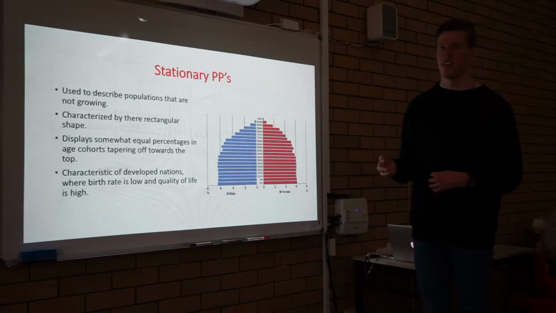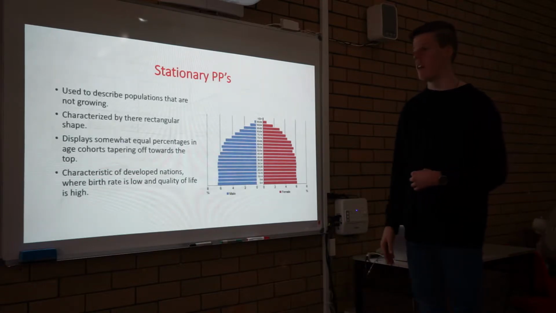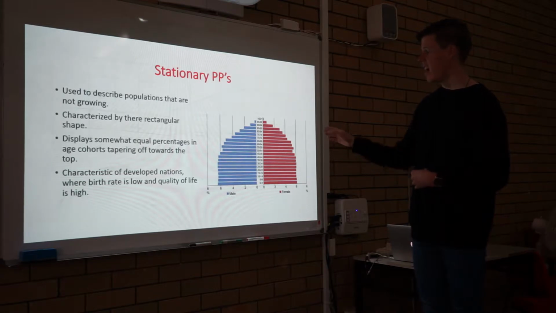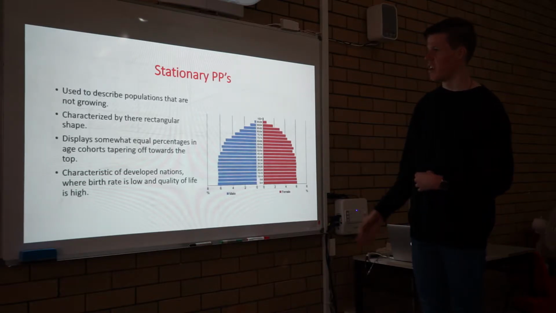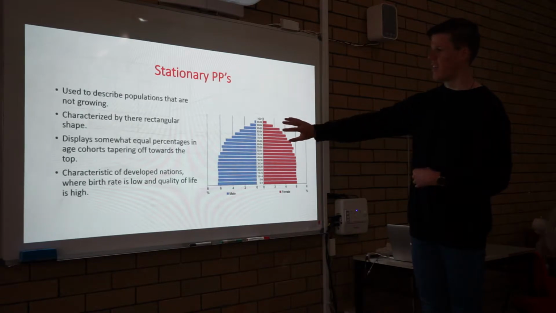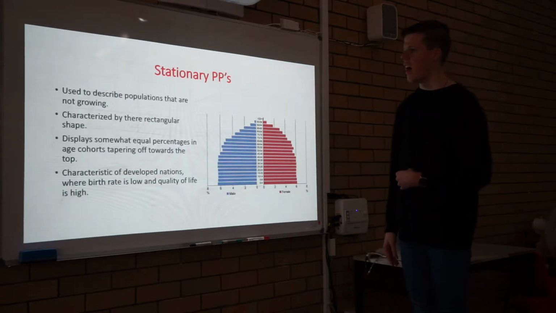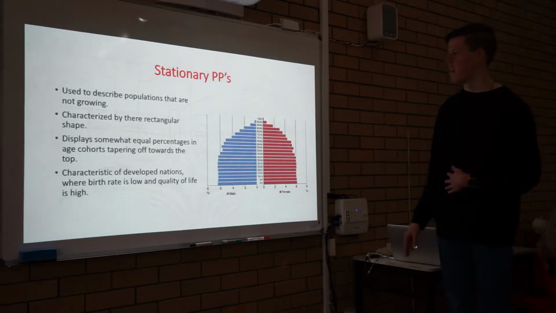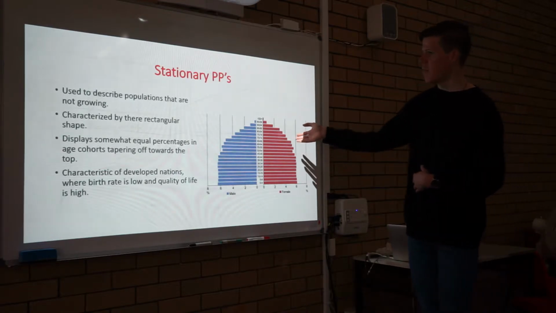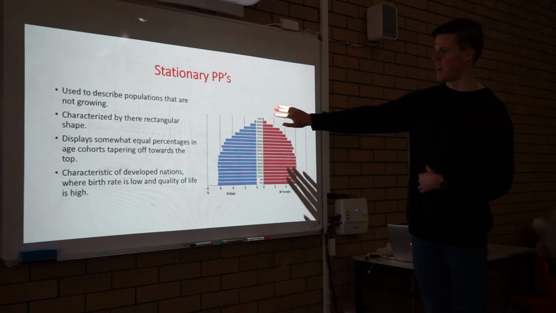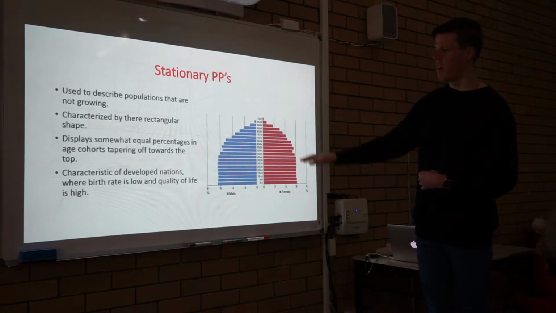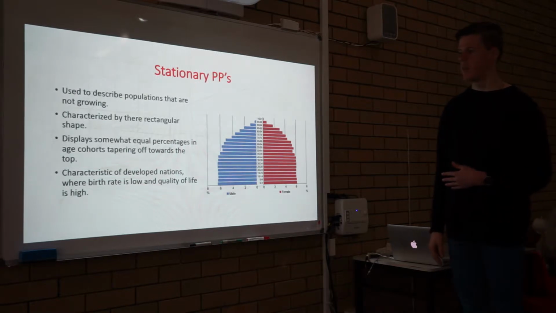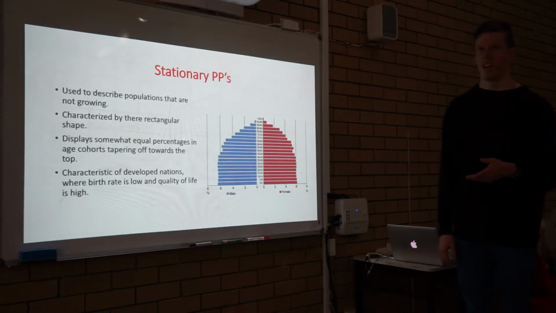As our population is highly educated, we have a higher access to healthcare, and because of that we're having less children. And because of that we're also having an ageing population. A stationary population pyramid is characterised by their rectangular shape, besides up the top where the cohorts taper off. And as we can see, they're characteristic of developed nations where birth rate is low and quality of life is high.